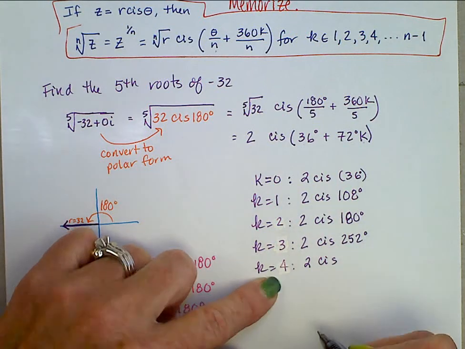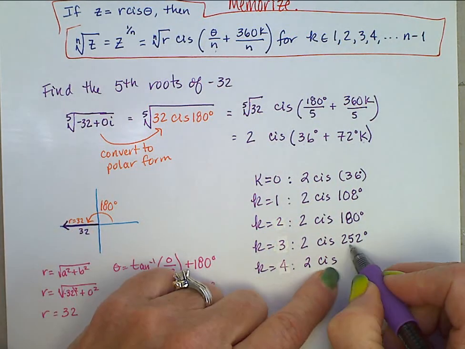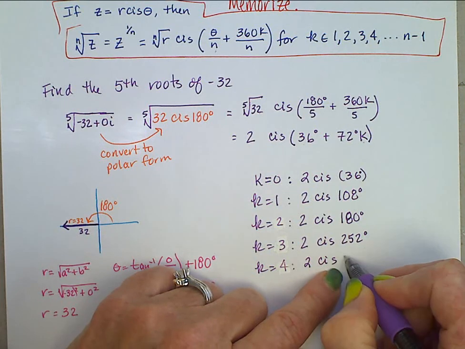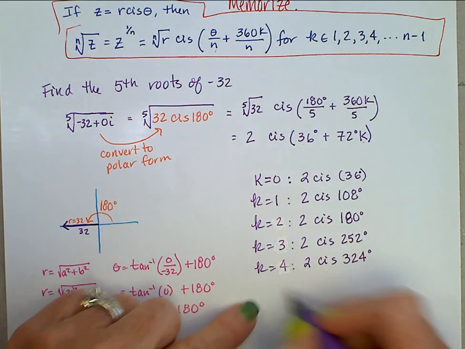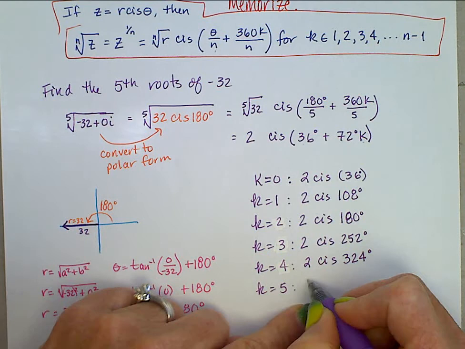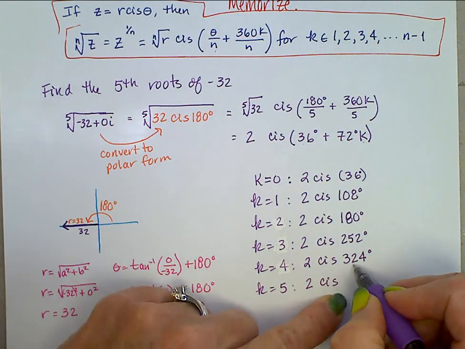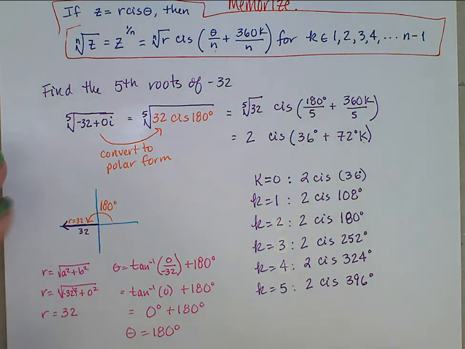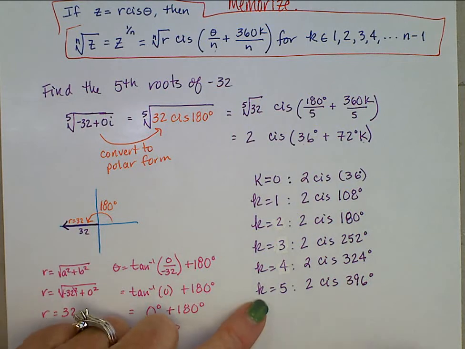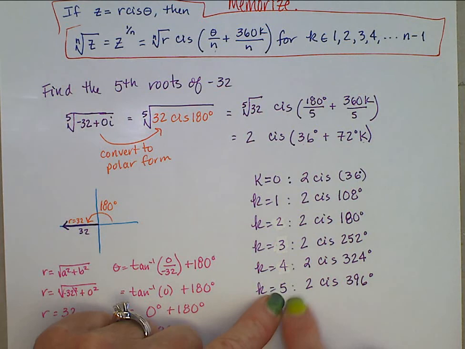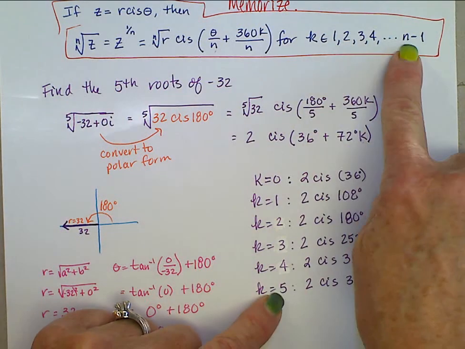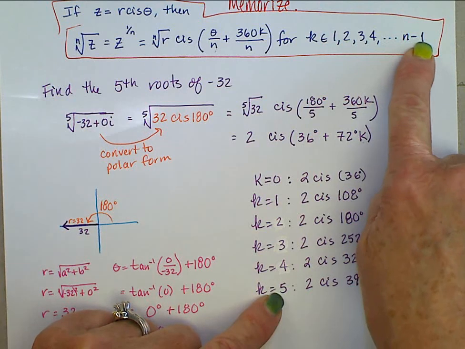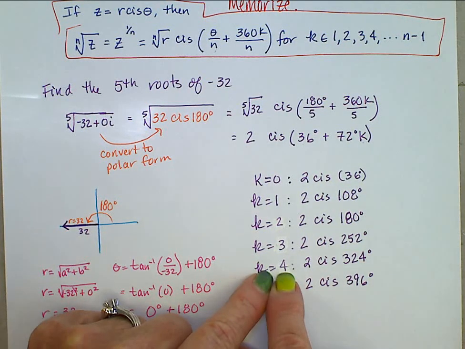If k is 4, then we have 2 cis, add on another 72 here, gives us 324. If k is 5, we get 2 cis, all right, add on 72 gives us 396. All right, a couple of things. Some of you are jumping out of your skin trying to tell me, but I'm not there, really. You couldn't tell me that I shouldn't have checked k equals 5 because we're supposed to keep going until k is n minus 1, 1 less than the root. So I should have stopped right there at 4.